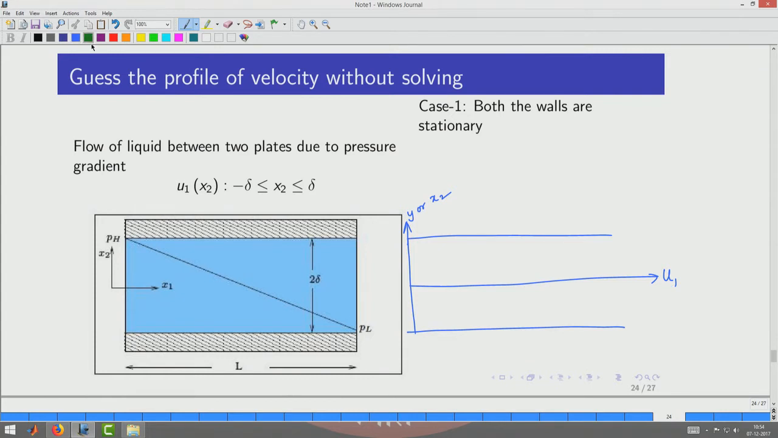So how should the velocity look like? From whatever we have discussed, if the plates are stationary, that means that the velocity must be 0 at the wall. So, we immediately mark that this is how it should be. The velocity should be 0 on the two interfaces between the liquid and the solid wall, and the liquid will have some velocity because of the gradient of the pressure that we have imposed, and that velocity will be some value here. Which means that we have a parabola that goes through these points.